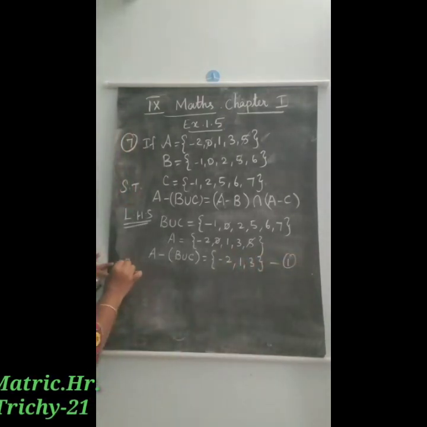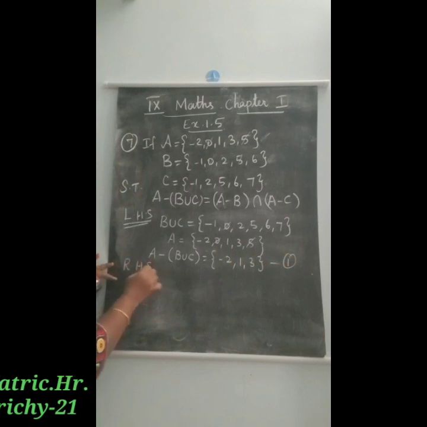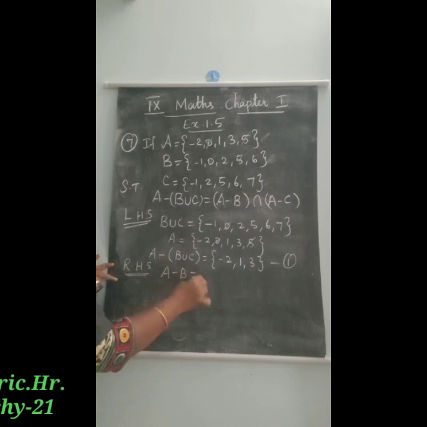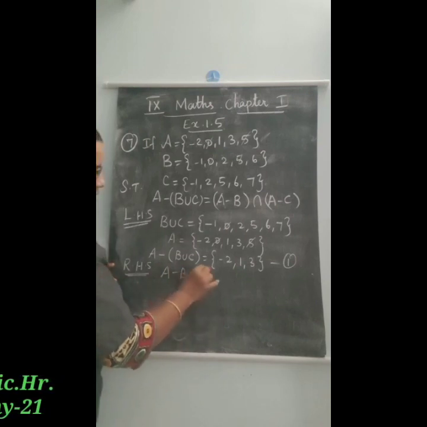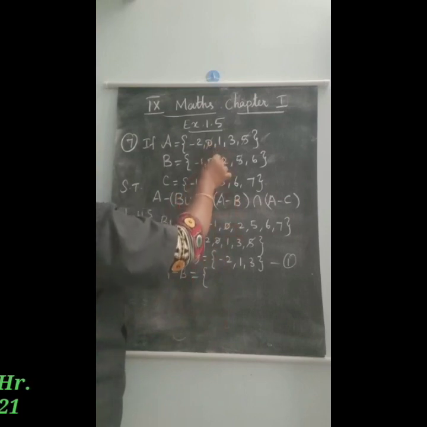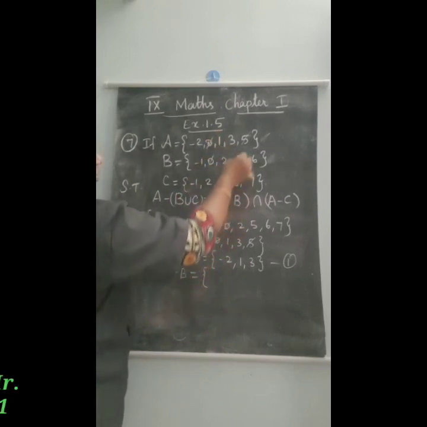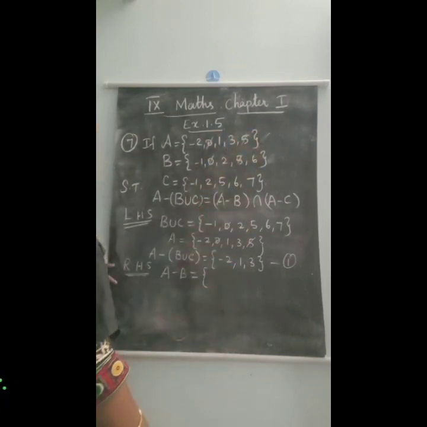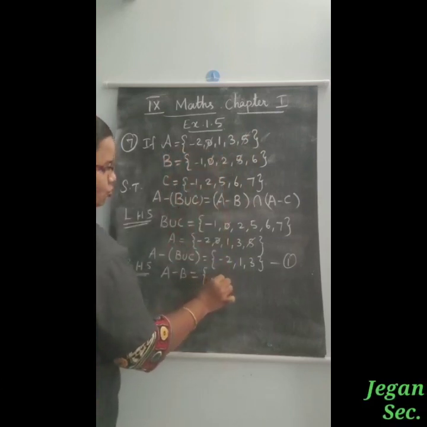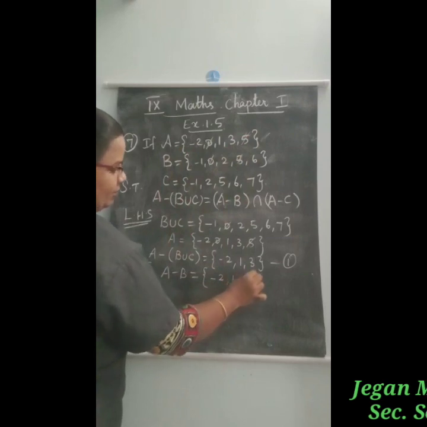And let us take RHS. What is in RHS? First you have to take A minus B, that is A difference B. A difference B means you have to remove the common elements: 0 is common, 5 is common. So what are the elements in A you have to write? So -2, 1, 3.